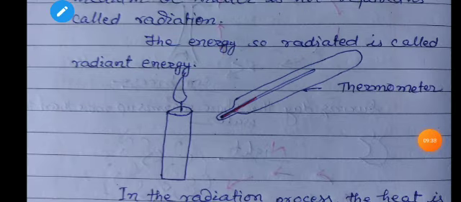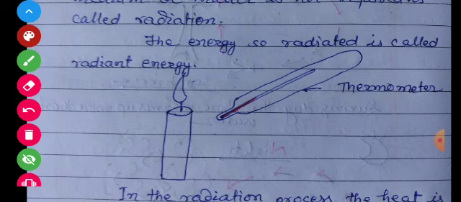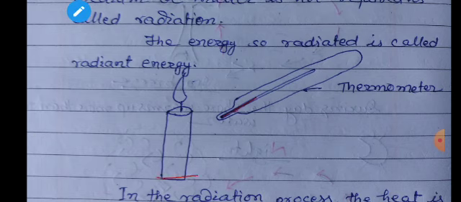Students, to understand this radiation method, we can do one experiment. Here we have taken one candle, the candle is burning, the flame is there, and one thermometer has been kept at this position. The reading of the thermometer increases as the temperature at the place of the bulb increases. So in this case the reading of this thermometer will increase, student.